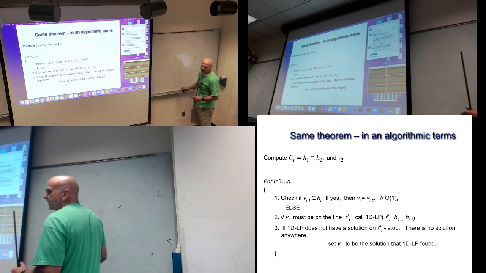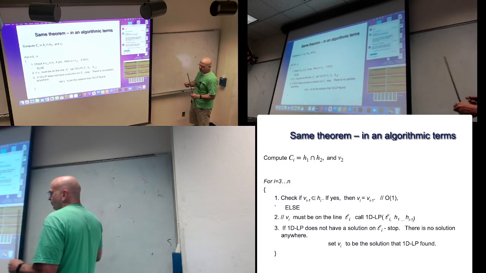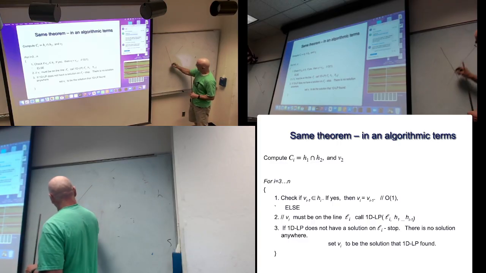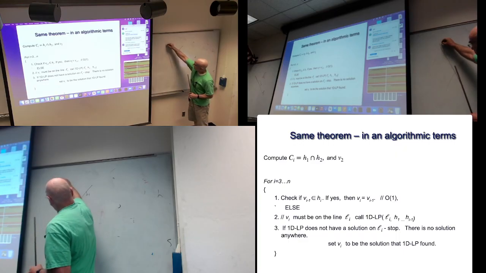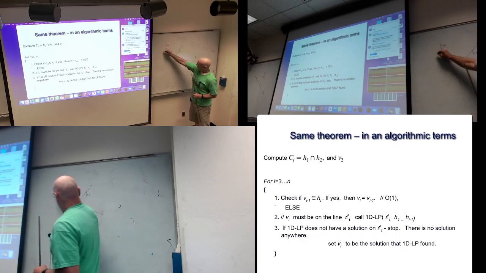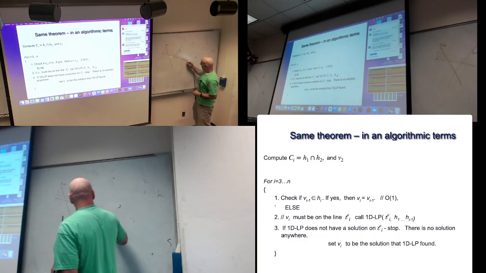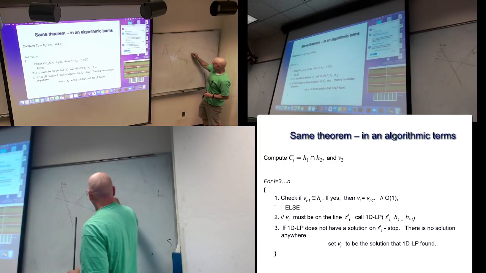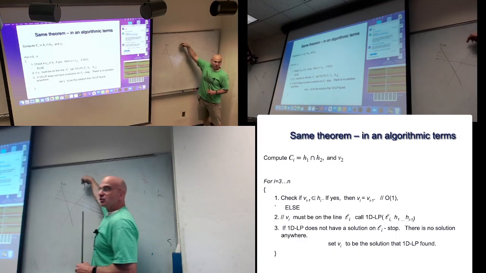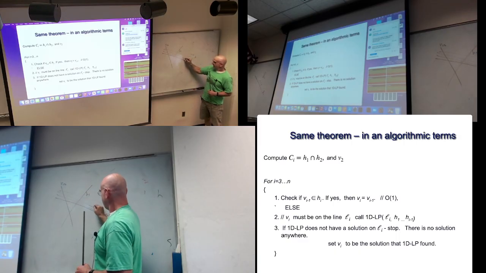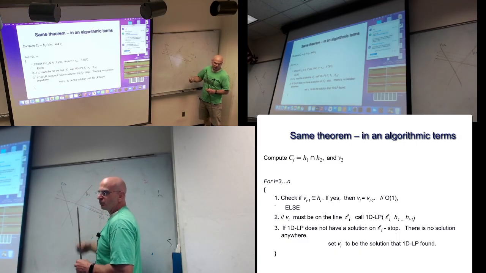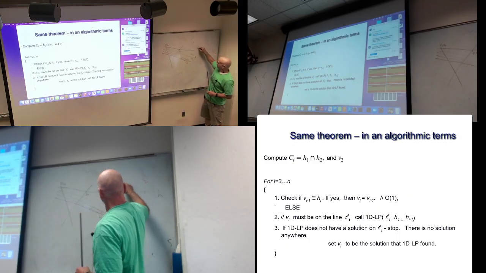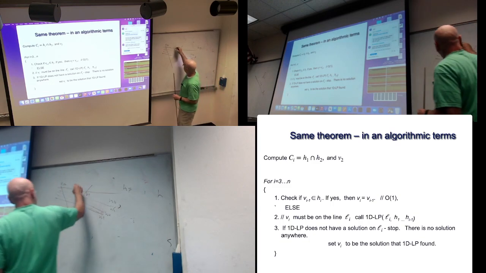In 1D linear programming, I don't have any control. It's linear in i. Here is h1 and h2, and every new half plane, h3, h4, h5, h6, each one violates everything that I've found so far. So I need to call the 1D linear programming for every new half plane that I add.